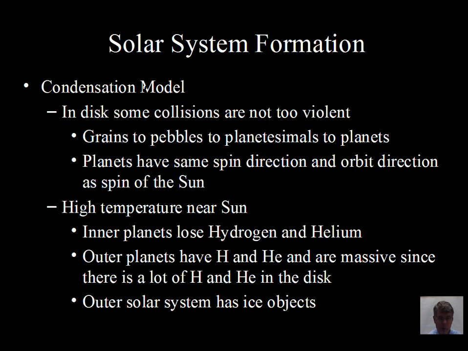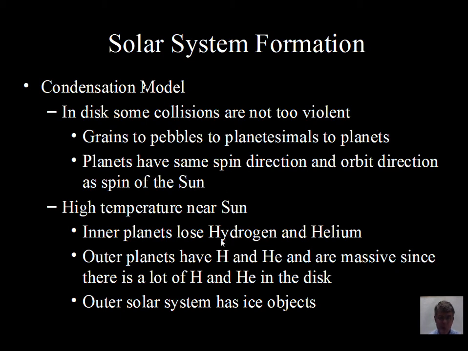So this condensation model, again, pebbles to planetesimals to planets. We build up planets from small objects, and this whole disk is spinning around the sun. So those planets that form from the material in the disk are going to have the same spin direction and orbit direction as the spin of the sun. The rotation axis spin is going to be the same as the orbit direction going around the sun, and the sun is in that same sense rotating.